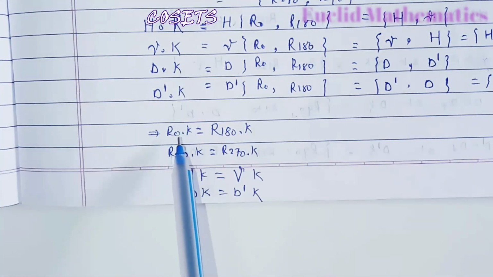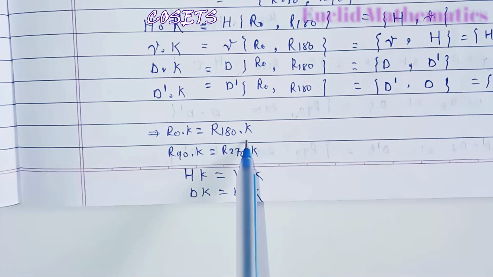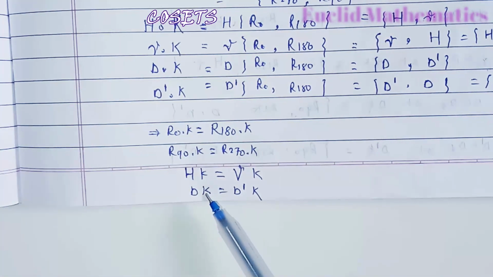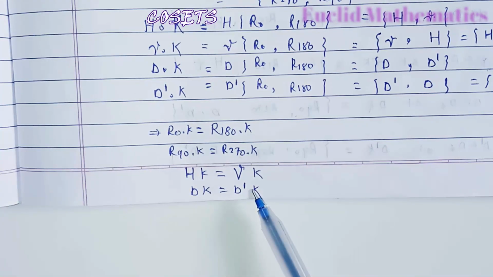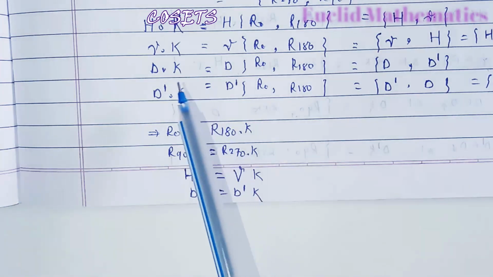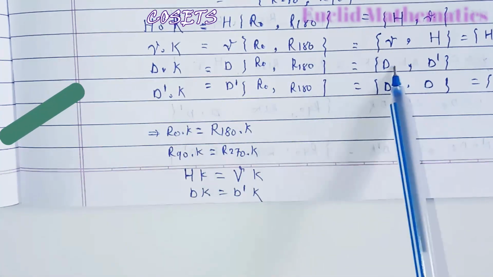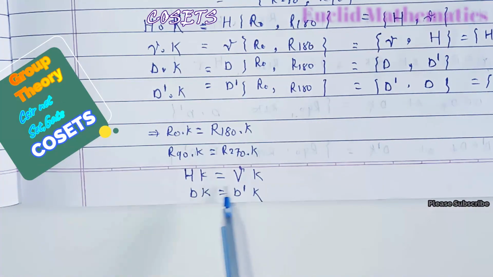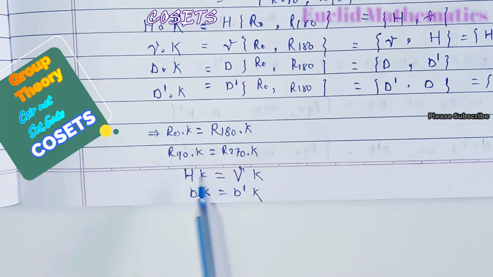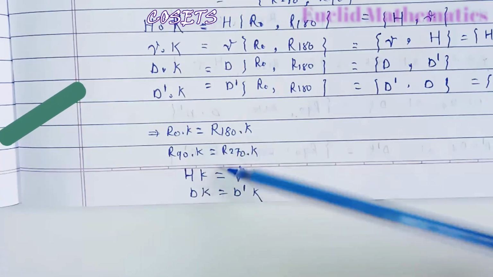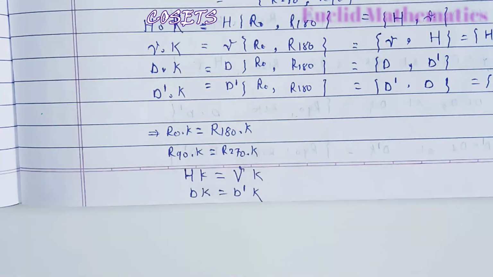Okay, so you can see it here. I got R0 into K, R180 into K. These are equal. As we can observe, the diagonal into subgroup and anti-diagonal into subgroup are both equal. So you can check it here: D into K, which is D into D dash, and D dash into K, D dash into D. I gathered them here, so both are equal. Similarly, it is equal here, this one is equal and this one is equal. So you can see these pairs are equal.